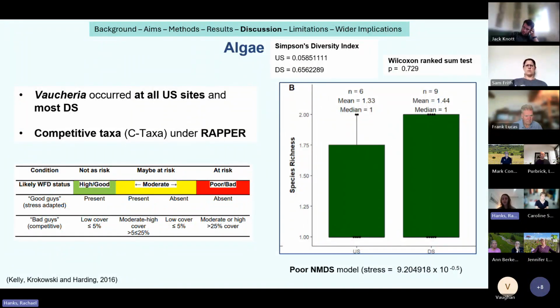But despite this, the Vaucheria genus of algae occurred at all upstream sites and most of the downstream, which pairs with my results of the high nutrient findings, because this is classed as a competitive taxa under RAPA, which means that it can thrive in high nutrient levels. So whilst RAPA here didn't particularly show the difference in number of species in my study, it did still show that there were high nutrient levels and certain families that occurred supporting that.